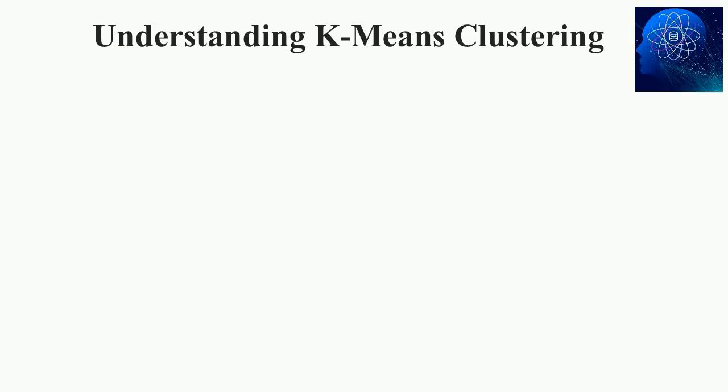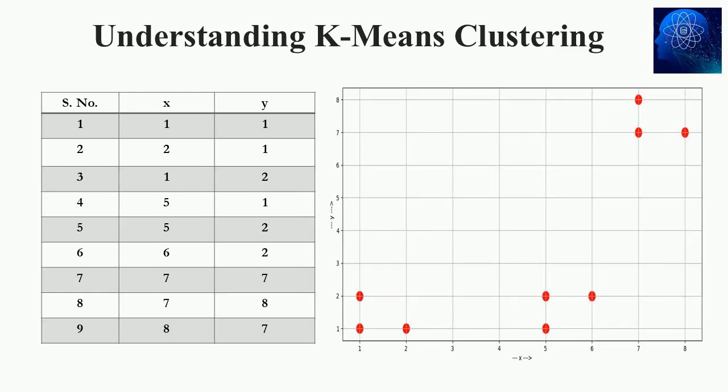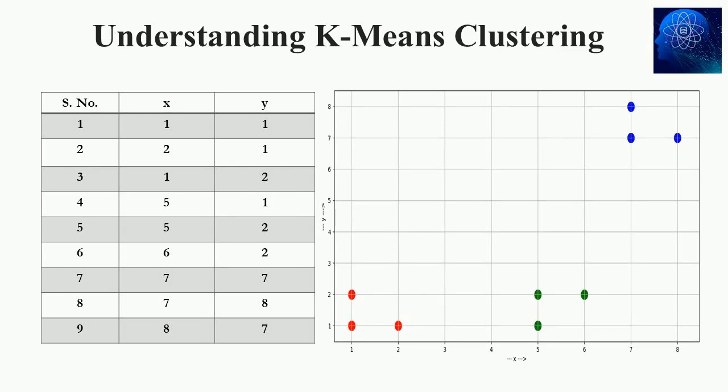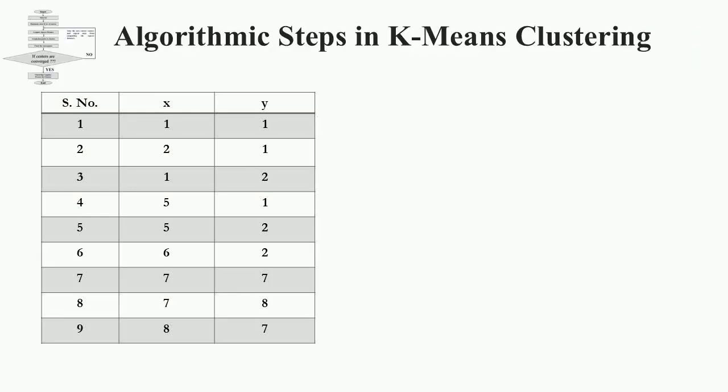Now, it's high time to work out the K-means clustering using some numerical example. A data set containing X and Y columns is taken here for K-means clustering. The data set is represented in a graphical form using a scatter plot as shown here. As can be seen here, there are 3 clusters marked as red, green, and blue colors. Let's call them cluster C1, C2, and C3. Cluster 1 with center C1, cluster 2 with center C2, and cluster 3 with center C3. Now, let's achieve this clustering using the algorithmic steps in K-means clustering.